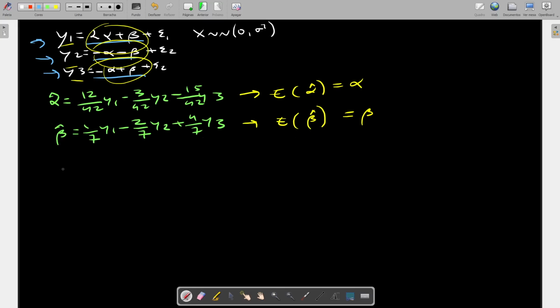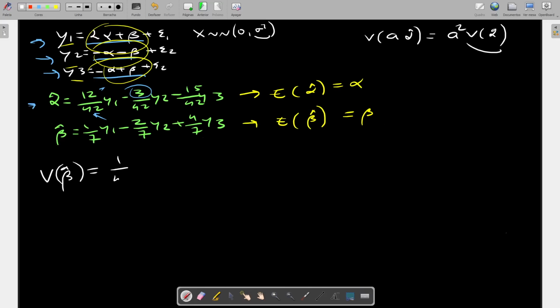The third question that they are going to ask you is, what is the variance of alpha and what is the variance of beta? So let's answer both of these. Let's get these values here. The variance of beta is the same thing. You're going to get the first term squared, so it's 1 divided by 49 times the variance of y1, plus 4/49, because it's squared, times the variance of y2, plus 16 divided by 49 times the variance of y3.